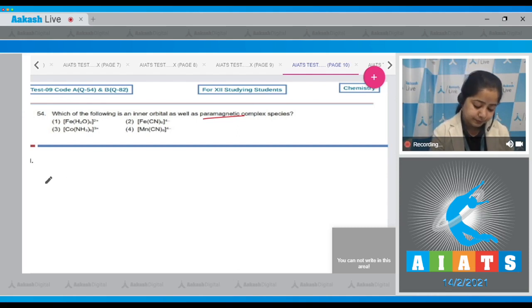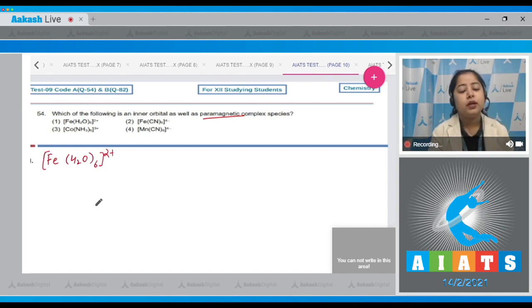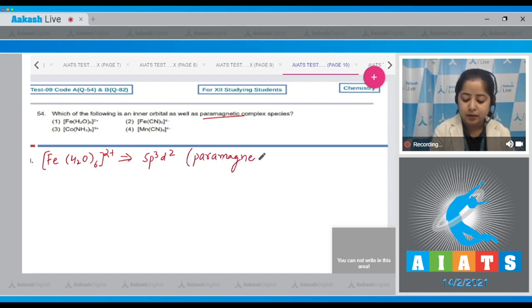So let's start with first, [Fe(H2O)6]2+. Student, we know that H2O is a weak field ligand. As a result, the pairing will not take place. As a result, the hybridization of Fe will be sp3d2. And since unpaired electrons will be present, this will be paramagnetic and we call it an outer orbital complex.